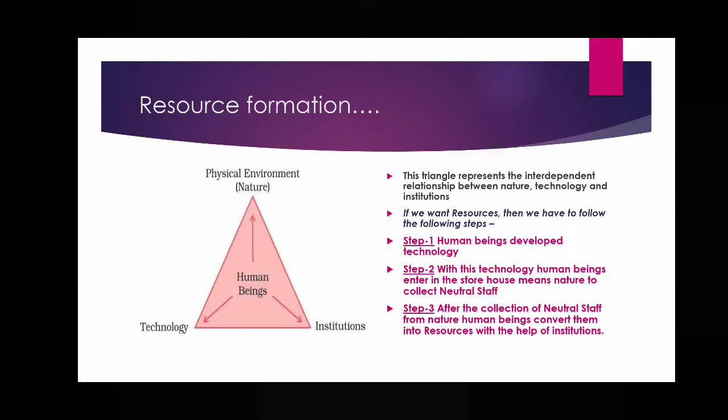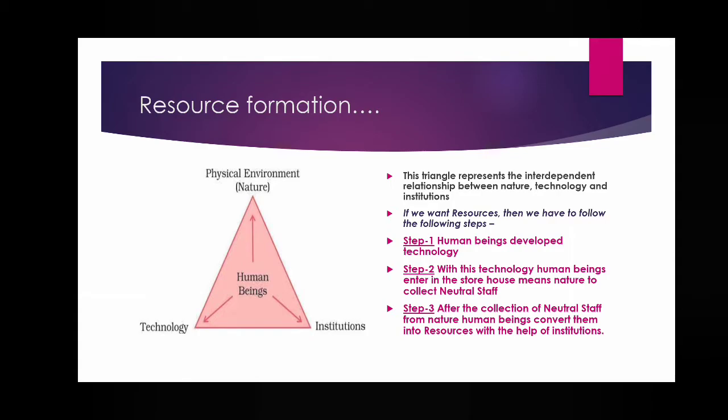So how are resources being formed? By this triangle. This triangle is very popular and is also given in your NCERT book. Let us find out the meaning of this triangle. This triangle has 3 corners and also 1 center, a middle point. The top corner is the physical environment, that means nature. It is the storehouse of everything. The left corner is occupied by technology, which is developed by us human beings, and institutions. It is the place where things are converted into resources, like thermal power stations and industries. These are the places called institutions.